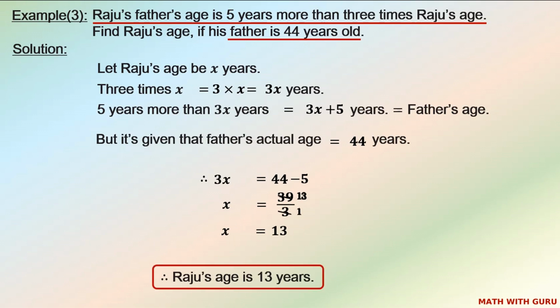Let us verify our answer. 13 threes are 39. 39 plus 5 equals 44. Therefore, our answer is correct.